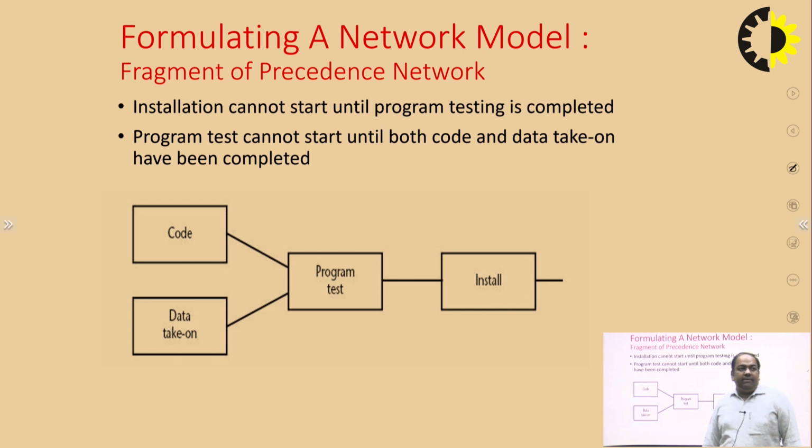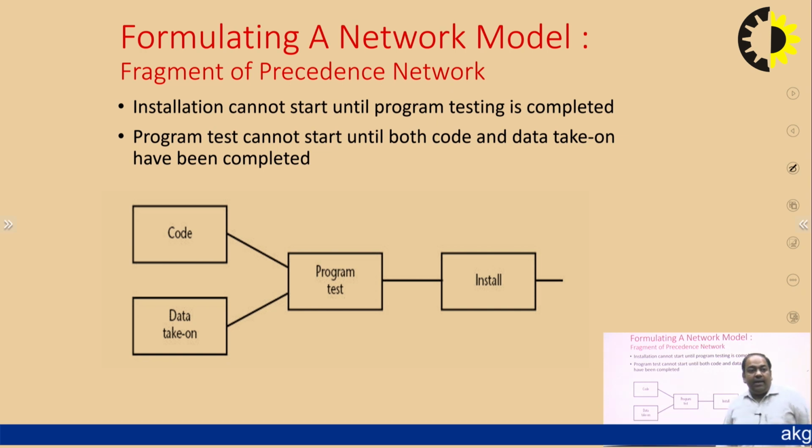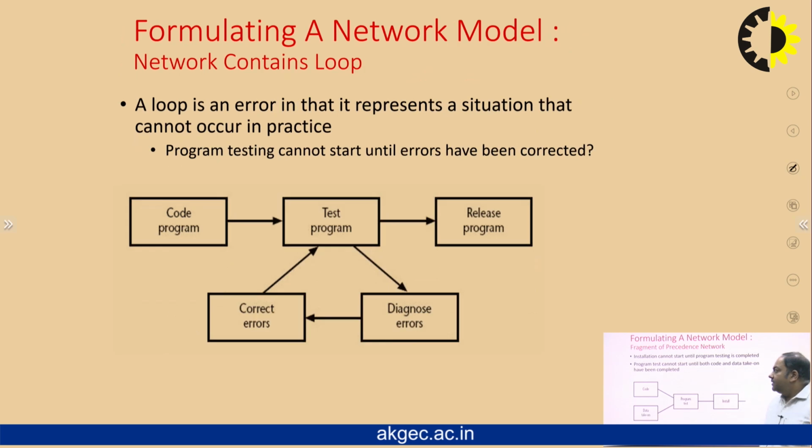Now we will have to formulate a network model through its fragmentation. So in fragmentation, the installation cannot start until program testing is complete. The program test cannot start until both code and data take-on have been completed. So we start with one fragment which is code and data take-on. Then we test our program and after that we install our project. So after coding and before testing, we cannot install any project or any code into any system.